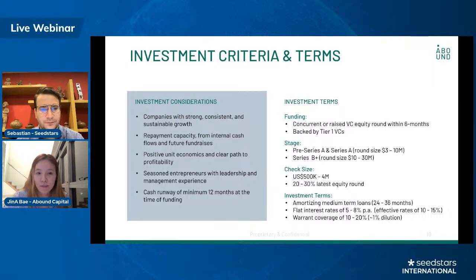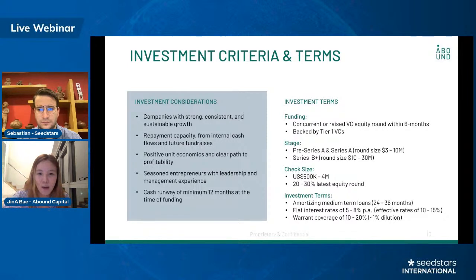But because we are a venture lender, we do pay particular attention to assessing the repayment capacity and place strong emphasis on the business model, financials, cash runway at the time of funding, current and future fundraising abilities, and lastly, fit with debt.